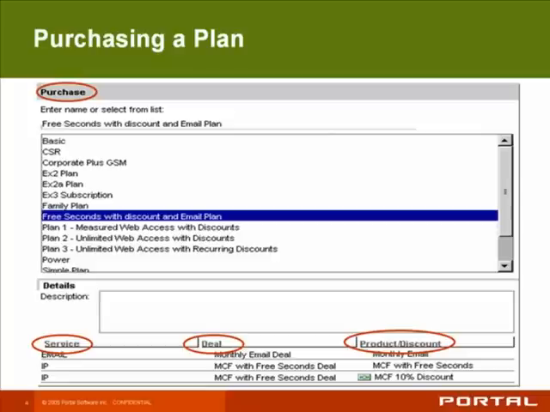The point I want you to take away here is that deals are typically associated with 1 service. So here we see the email service with an email deal and the IP service with the MCF with free seconds IP deal. This particular deal contains a product and a discount. Let's take a look at the overall pricing model hierarchy.